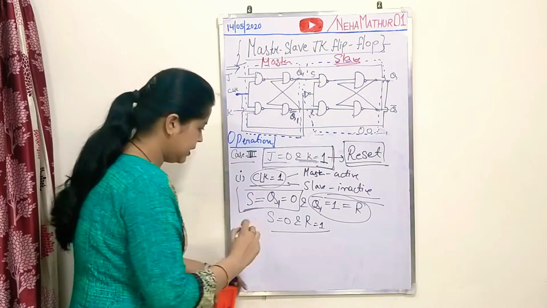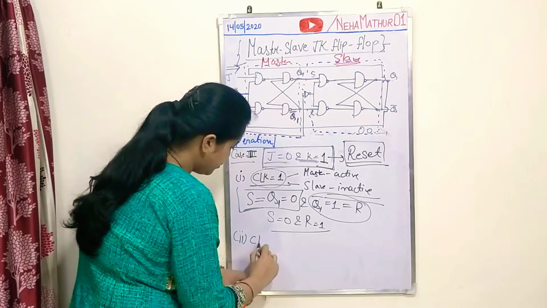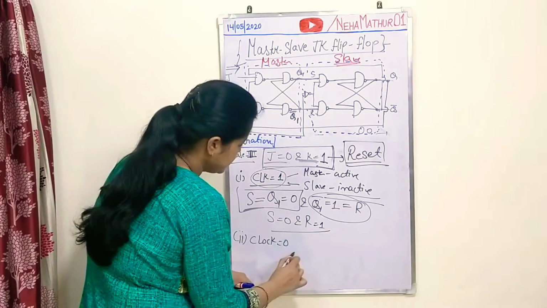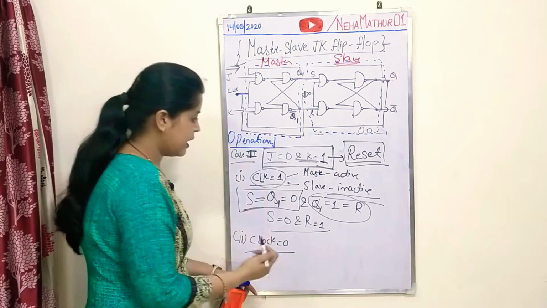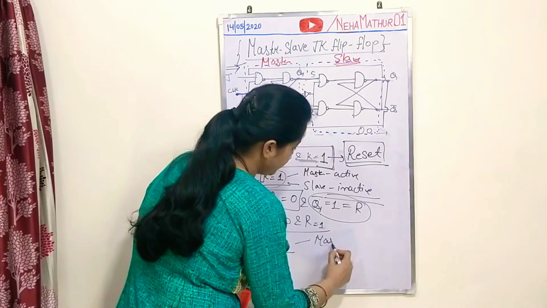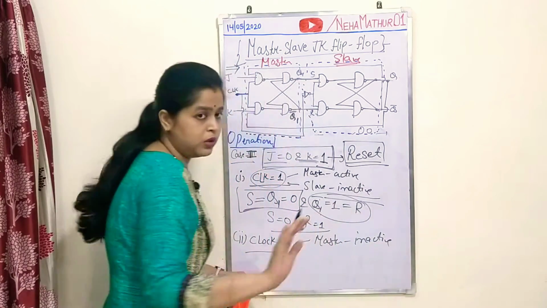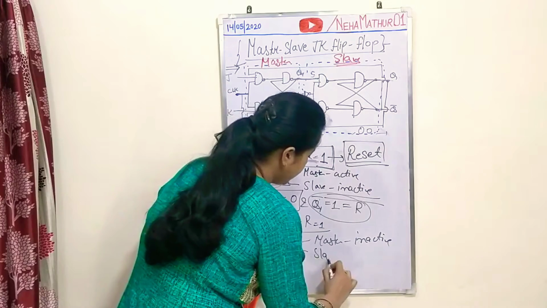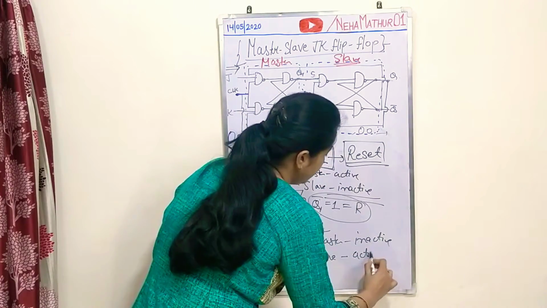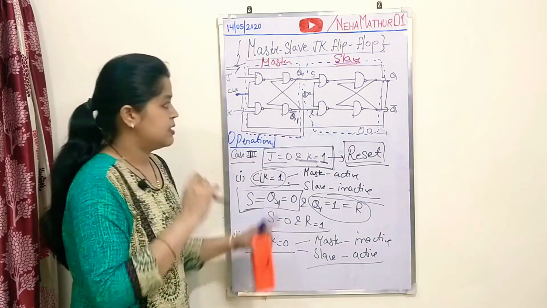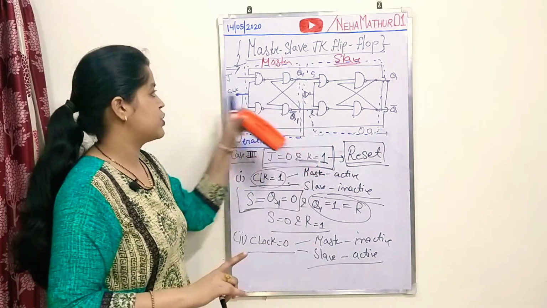Now the second point is, as soon as your clock will be 0, your front circuit, that means your master, is in inactive state. Now it will not be able to work and the slave will be able to work. Now the slave is ready to work as per the instruction of the master.